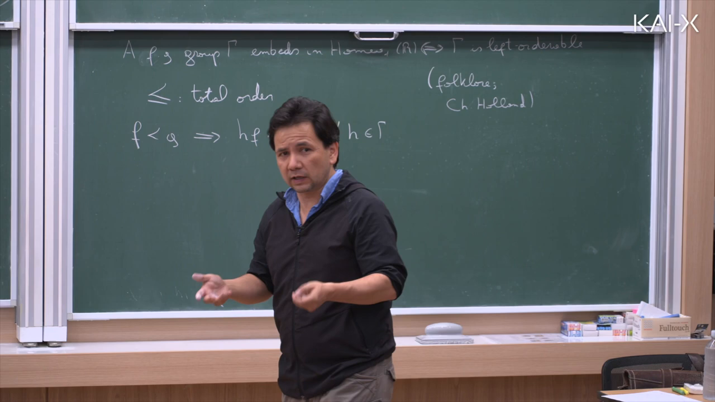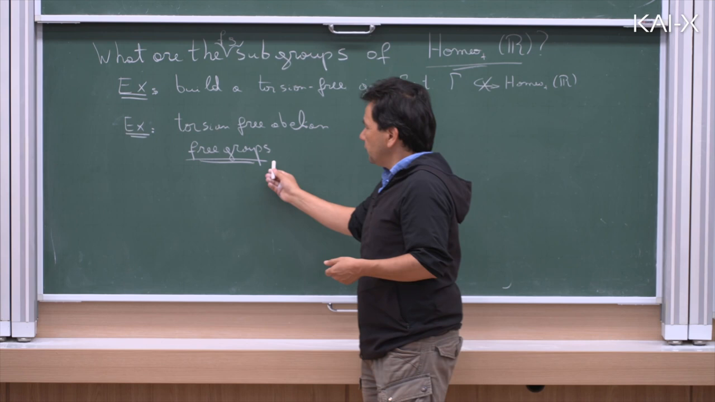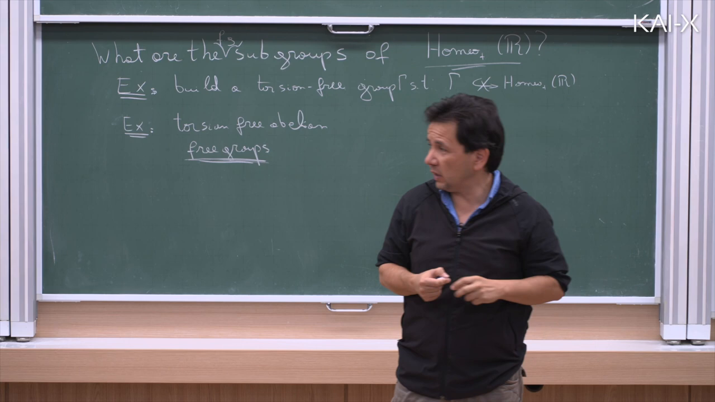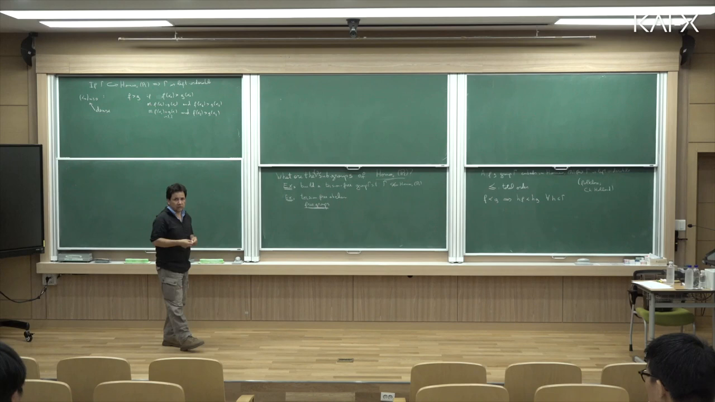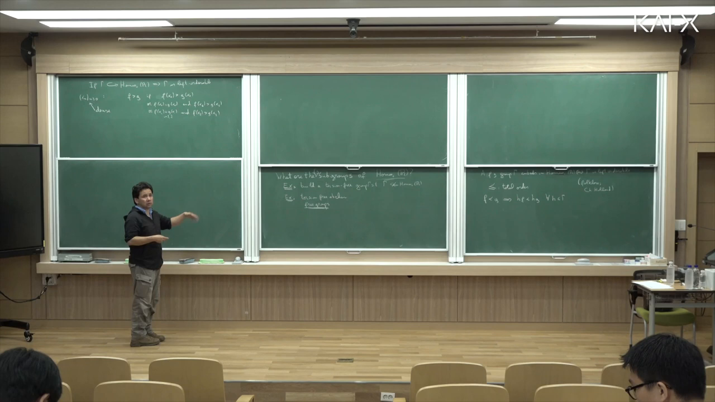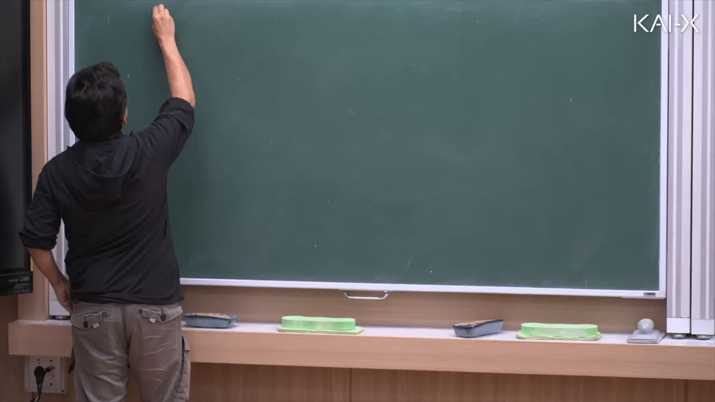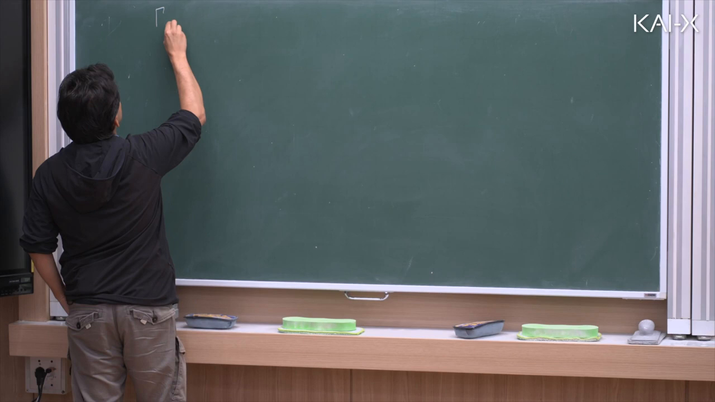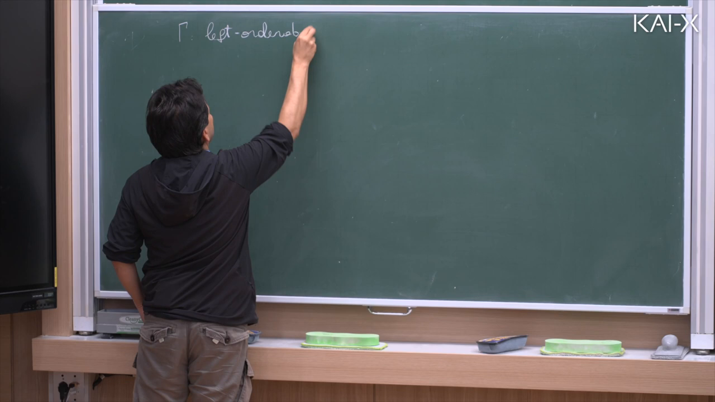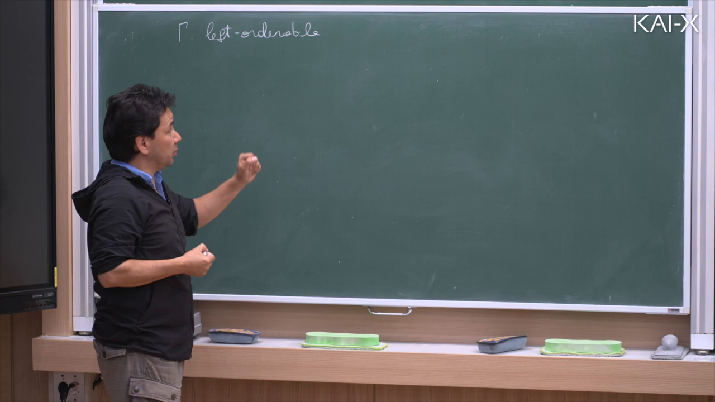So okay, but free groups actually have many left orders, and the first question is, somehow, how many left orders are in the free group? Actually, this is not exactly the question, because we know that there are uncountably many left orders of the free group. Okay, and to explain this, let me just say that there is a very nice object that is attached to every left orderable group, at least if it's finitely generated.